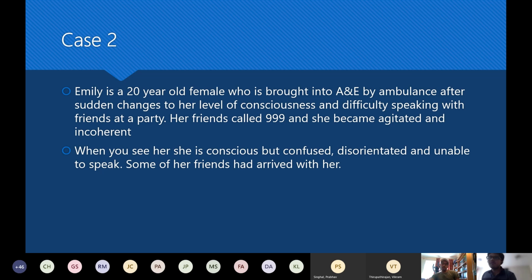Emily is a 20-year-old female who is brought into A&E by an ambulance after sudden changes to her level of consciousness, and difficulty speaking with friends at a party. Her friends called 999. She became agitated and incoherent. When you see her, she is conscious but confused, disorientated, and unable to speak. Some of her friends have arrived with her. Sounds like a lit party.